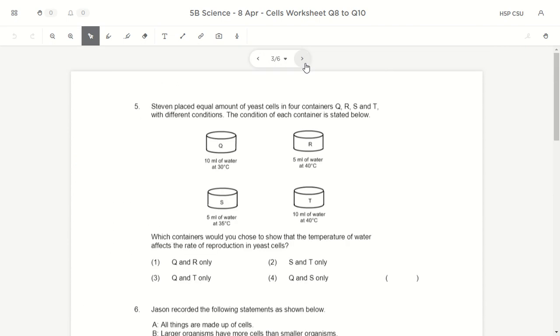All right. So I have an equal amount of yeast cells. Yeast is from the fungi family, if you haven't forgotten about it from P3. So yeast cell is actually a fungi, but every living thing is made out of cells. That's what we have learned so far. Okay, so I have 4 different containers, each containing an equal amount of yeast, but I have different conditions here. So what are the different conditions?